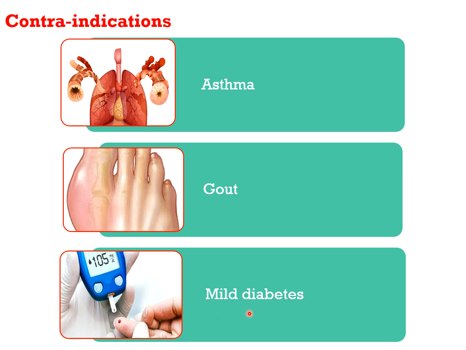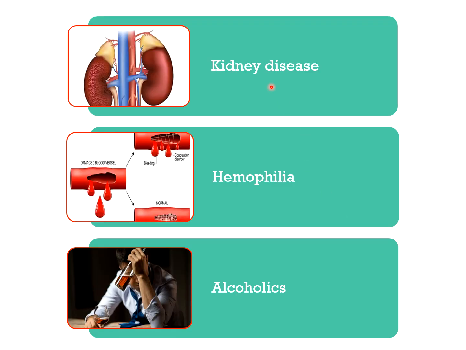Next is mild diabetes. Why we should avoid it in diabetes: usually it causes gastrointestinal bleeding in persons who have diabetes, so we should avoid it. And sometimes it may cause acute renal and liver damage. And also in case of kidney diseases. Kidney disease means the kidney is already not working properly, it is a dysfunction. In that condition, if we give aspirin, it may worsen the renal function and also cause bleeding risk.